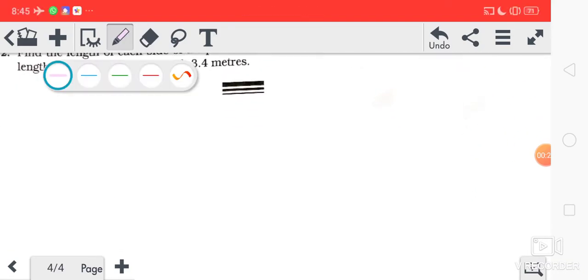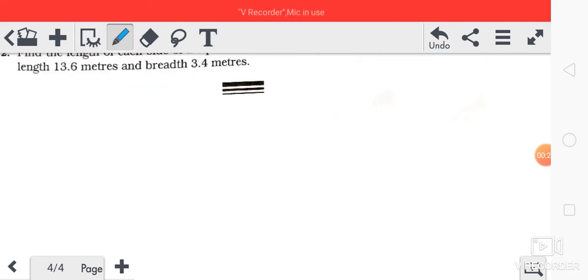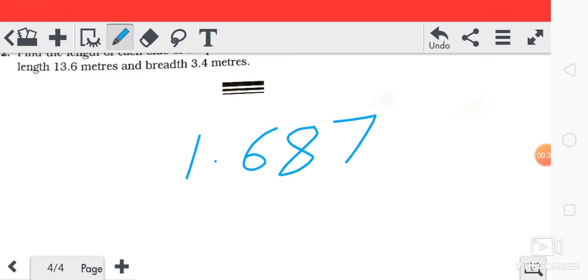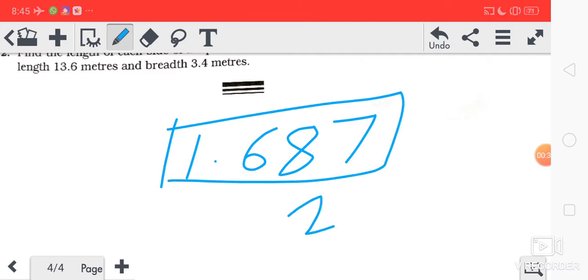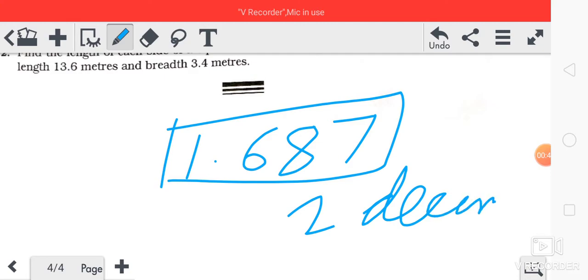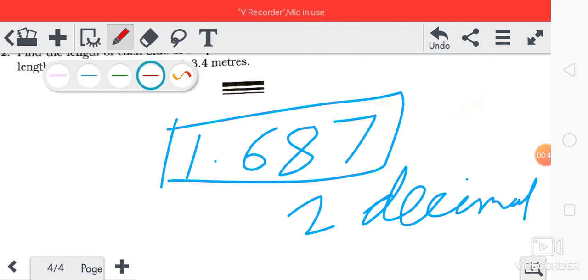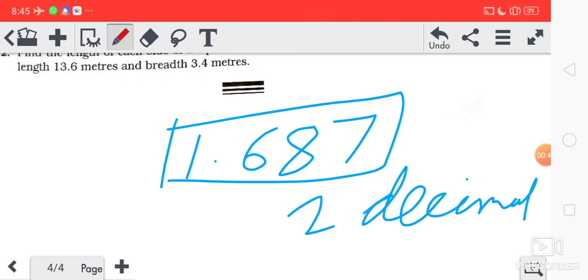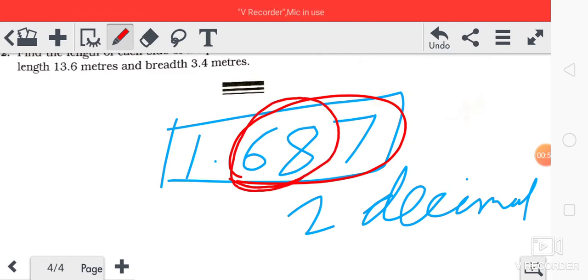Now, if I have to write a round off, suppose 1.687 is given here. Got it? And you have to round it up to two decimal places. So we have to see up to where we have to round. There are three digits after the decimal, but we have to round up to two digits only. So it is given 1.687. Now 687 we have to round up to 2 only.